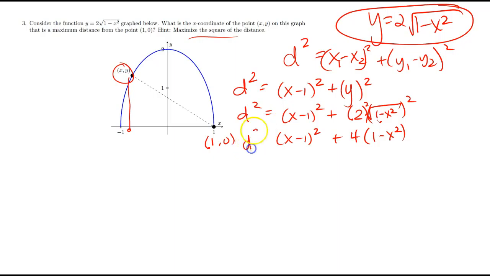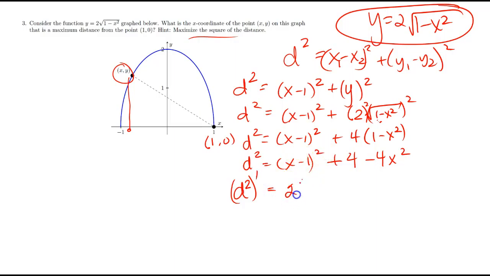I'm going to rewrite this one more time: (x minus 1) squared plus 4 minus 4x squared. And let's take the derivative of d squared, okay? Equals 2(x minus 1), derivative of the inside is just 1. The derivative of 4 is 0. And then this would be minus 8x. Okay?